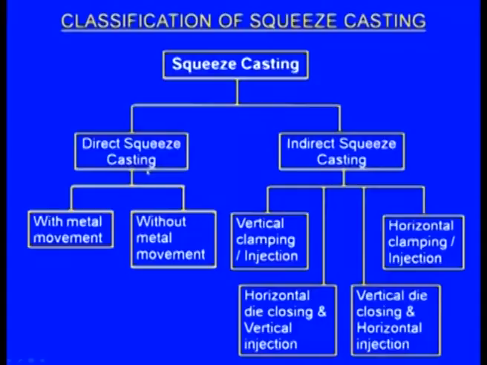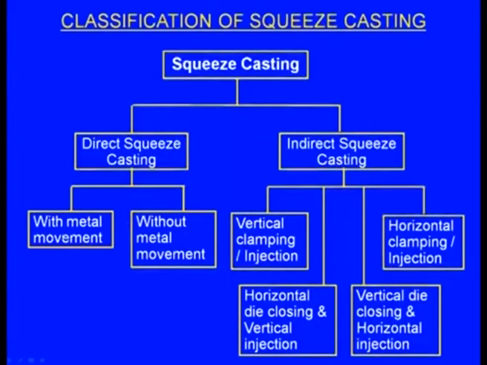We have also learnt squeeze casting. In squeeze casting we have seen there are two types, one is the direct squeeze casting and the other is the indirect squeeze casting. Direct squeeze casting is classified as with metal movement and without metal movement. Indirect squeeze casting is classified as vertical clamping and vertical injection, horizontal closing and vertical injection, vertical die closing and horizontal injection, and finally horizontal clamping and injection.